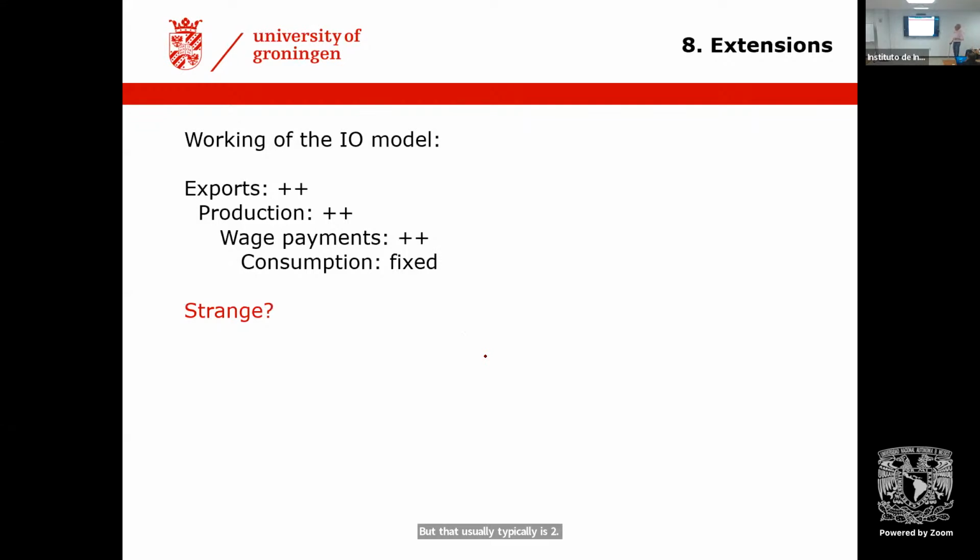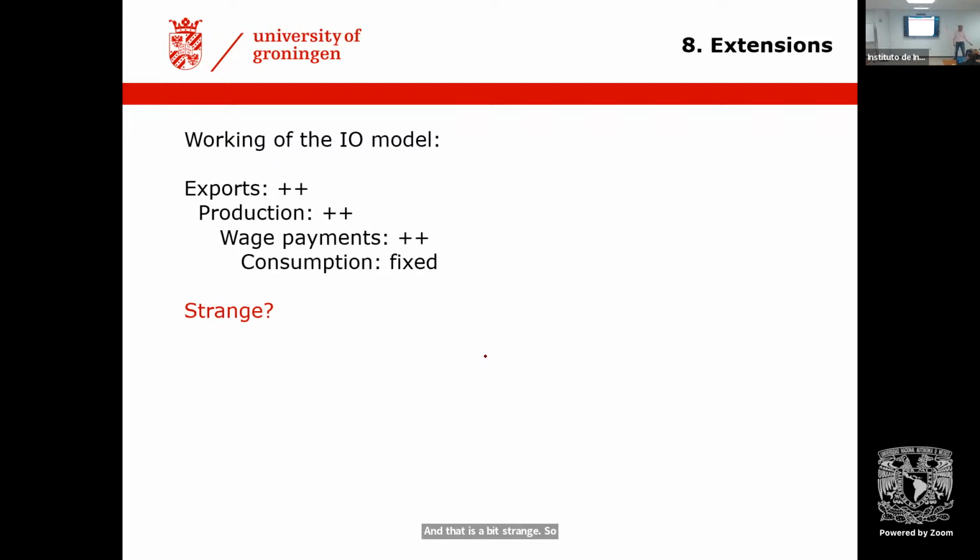So one extension that I would like to mention here is the closure of the model. The standard input-output model, as we have seen so far, works like this: suppose the exports of a country increase, the production goes up, the wage payments go up. But what are you going to do with the extra wages? In the current model, nothing. Consumption is fixed. And that is a bit strange, isn't it?